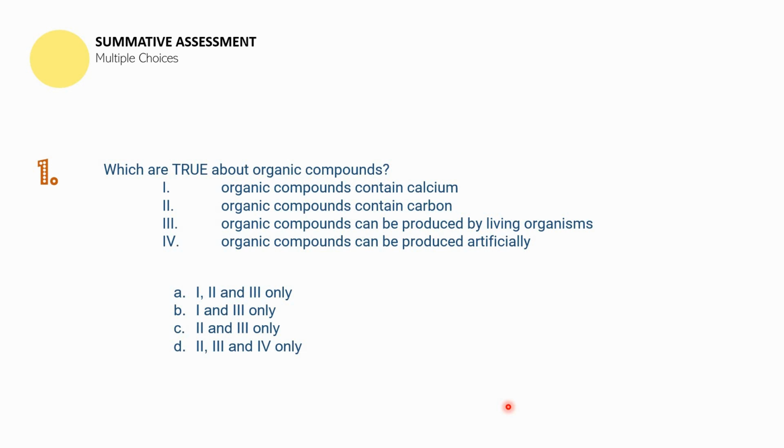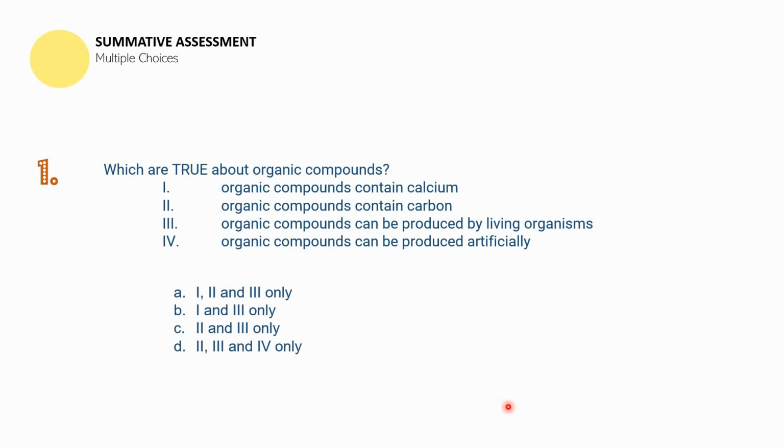First question, which are true about organic compounds? Number 1, organic compounds contain calcium. Number 2, organic compounds contain carbon. Number 3, organic compounds can be produced by living organisms. And then number 4, organic compounds can be produced artificially. Your choices are letter A, 1, 2, and 3 only. Letter B, 1 and 3 only. Letter C, 2 and 3 only. Letter D, 2, 3, and 4 only. Pause this video if you need more time.